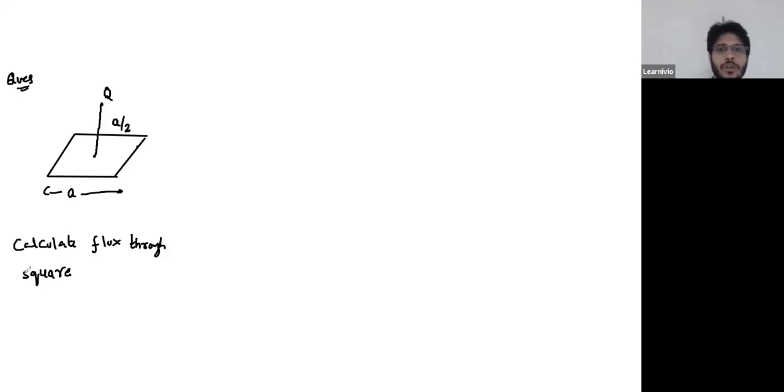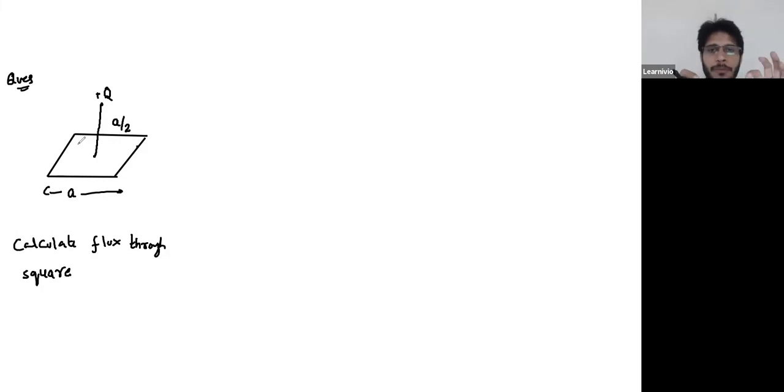So the question is, can I use Gauss law to calculate flux through the square? No, it's not a closed surface. We can't use Gauss law. So for these types of problems, try to construct a closed surface using this square. Add some more squares and try to make a closed surface.